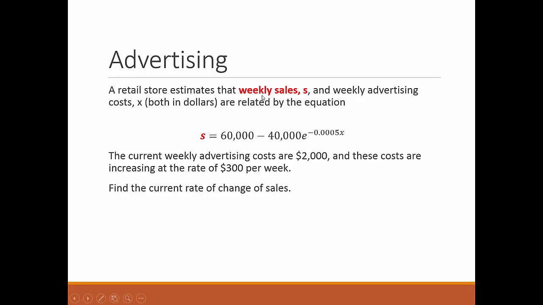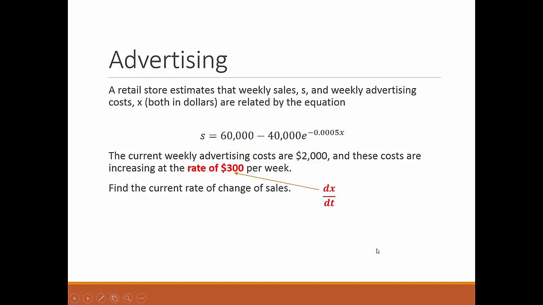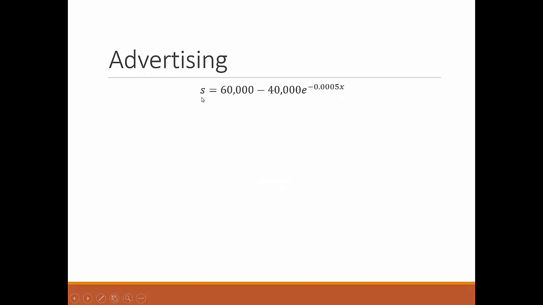So I'm given these weekly sales, S, I'm given the cost for weekly advertising is X, and I'm given the current weekly advertising cost of $2,000 as well as a rate. So this is my change. It says these costs, my advertising, which is my X, the change in my advertising over change in time, is happening at this rate. So I start with the equation that they give me.